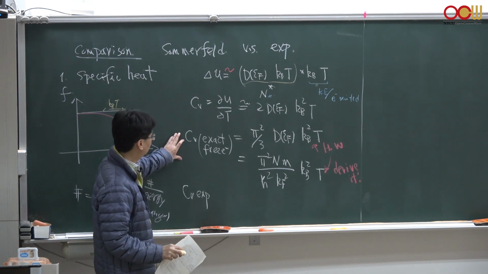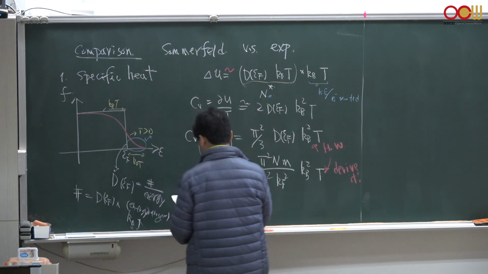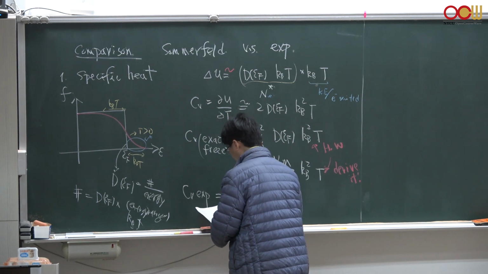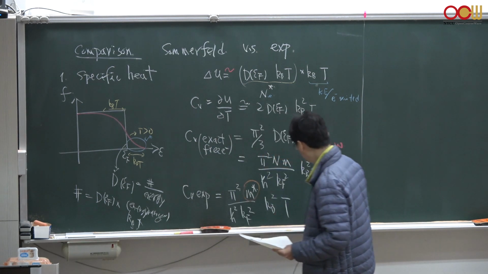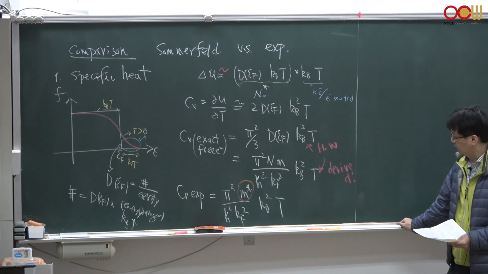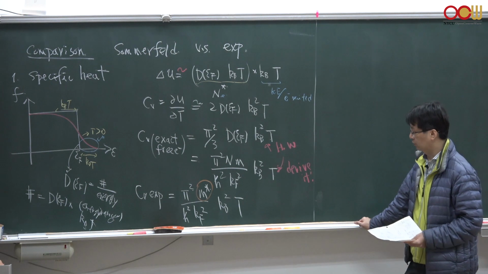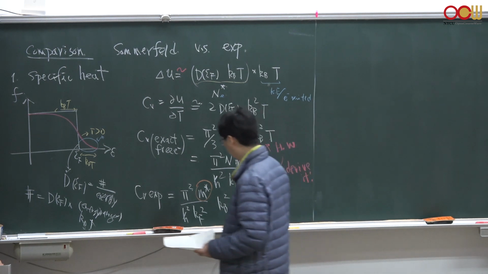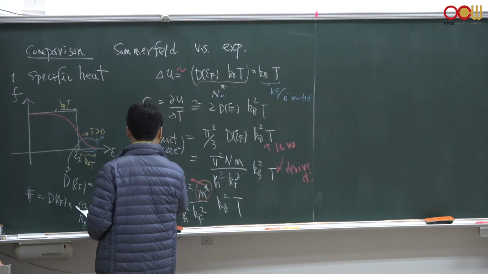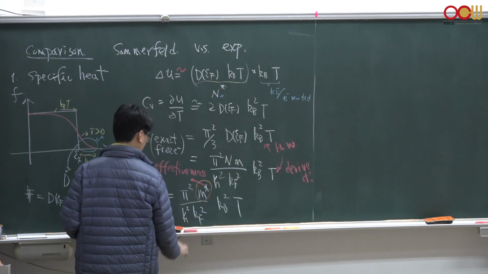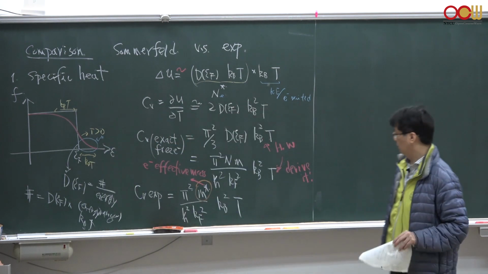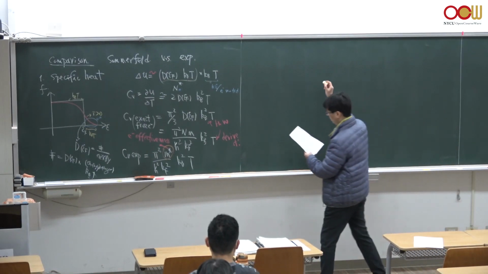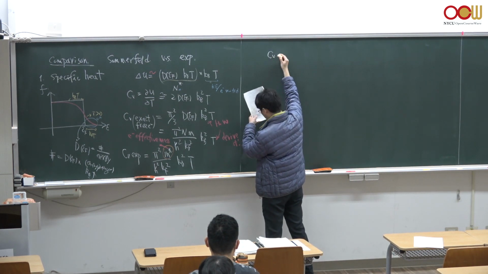So this is the prediction from the Sommerfeld model. And what about the experiments? Well, experiments have a very similar form, but with some modifications on the electron mass. So we need to assume a different electron mass, the so-called electron effective mass. We need to assume an electron mass which is different from the free electron mass in order to really compare these two. So let's just perform this comparison.